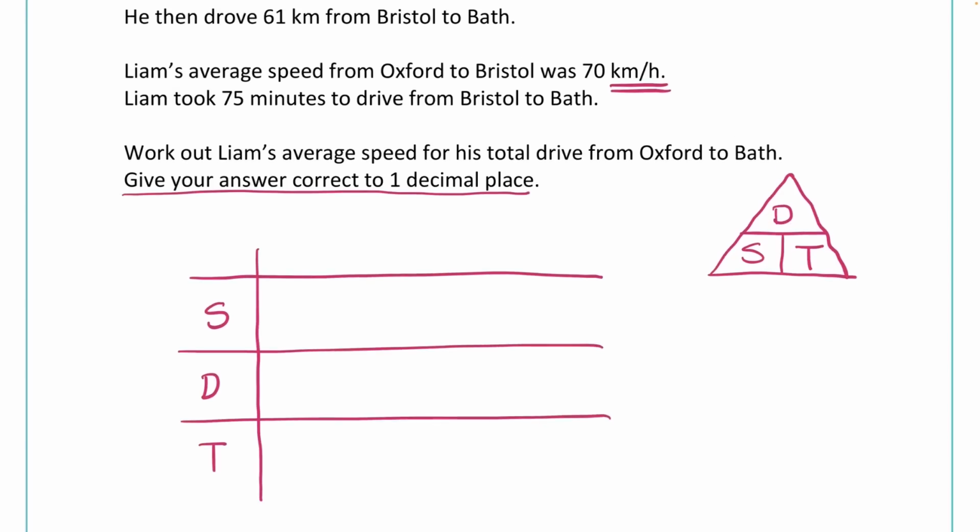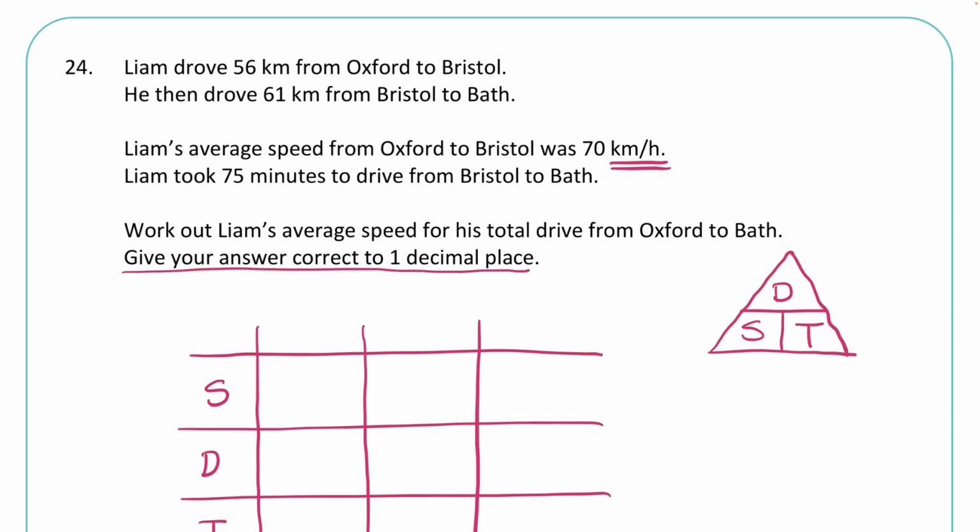We now have 2 journeys in this question. We have our first journey, which is Oxford to Bristol. We have our next journey, which is Bristol. I'll put Bristol BR because we're now going to Bath, which is BA. So there we go, Oxford to Bristol and Bristol to Bath. And then we have the overall journey. Okay, you can label that with whatever you want. This table is just to help you with your working out.